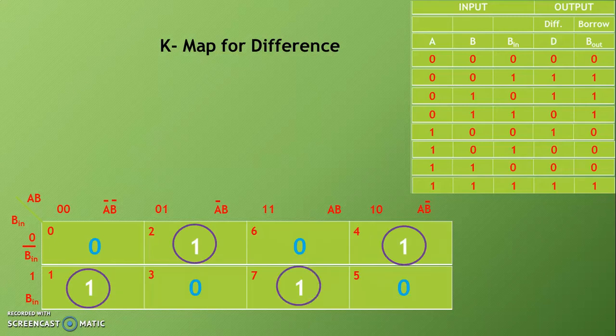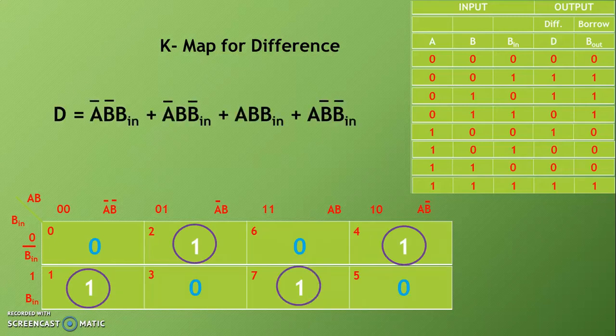And we write product terms for each group. Then we have a product term for the difference D, and it is equal to A bar B bar Bin plus A bar B Bin bar plus A B bar Bin bar plus A B Bin. So we have 4 product terms, and the Boolean function is written in SOP form. So we have added all the product terms.